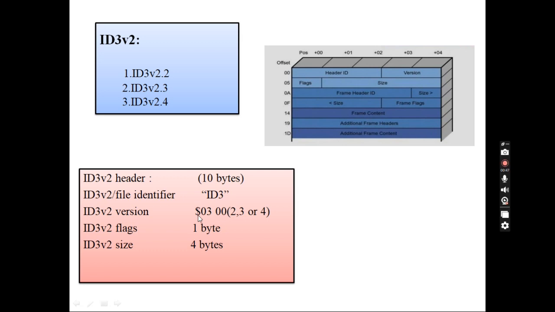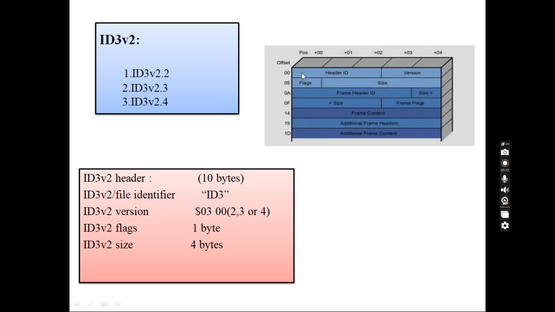This value will be common for all the ID3v2 versions, that is, common for ID3v2.2, ID3v2.3, ID3v2.4. For this ID3v2 version, 2 bytes of memory will be allocated. The next is ID3v2 flags. For ID3v2 flags, 1 byte of memory will be allocated. The next is ID3v2 size, for which 4 bytes of memory will be allocated. So here is the diagram.